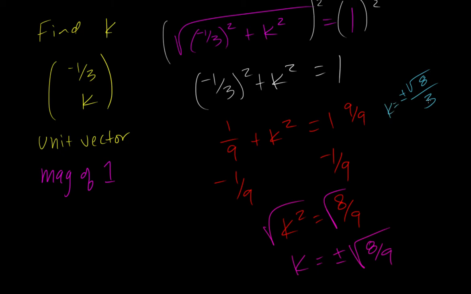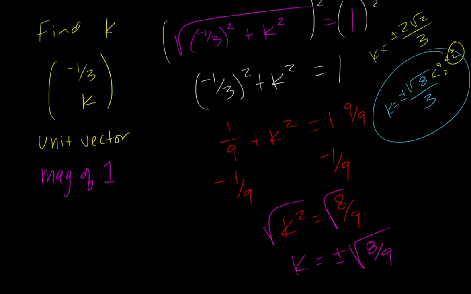Your book stops here. I always think it's weird that they partially simplify it, but this answer is fine. But remember, we could also break this up. If we do that, take the 2 out, square root of 2 over 3, plus or minus, and K is equal to that. So either way is fine.